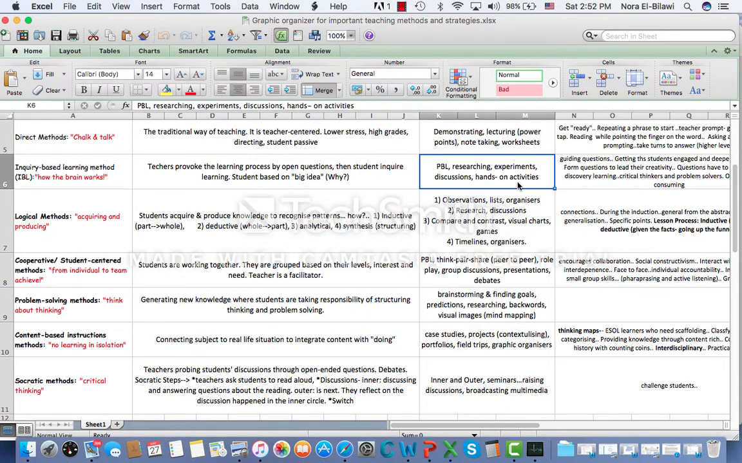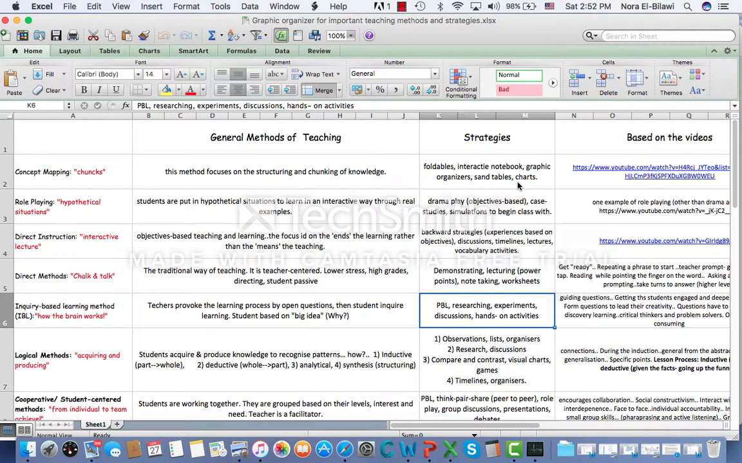What are the activities or the performances, or what we call strategies, that you can use within such a method? You can use project-based research or learning. You can use researching, experimenting, discussions and debates, hands-on activities using manipulatives. These are the strategies that come under the inquiry-based method.